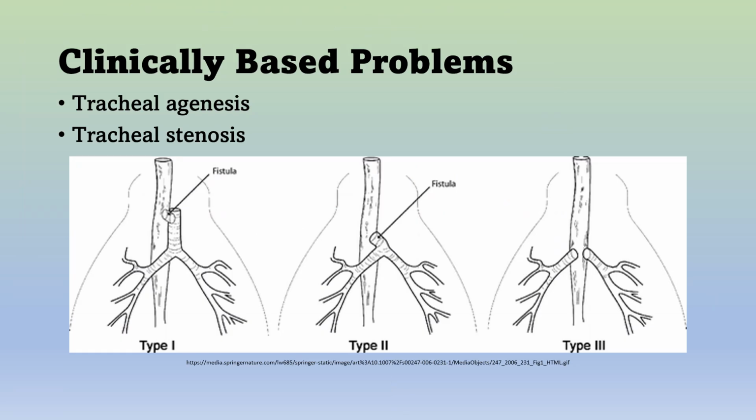Agenesis refers to the failure of an organ or tissue to develop during embryonic growth. Stenosis relates to the narrowing of a piece of anatomy. Tracheal agenesis is a rare malformation that occurs when the trachea's growth is entirely absent. Tracheal stenosis occurs when the trachea narrows. With these disorders, there may be a slight narrowing or a complete absence of the entire structure.